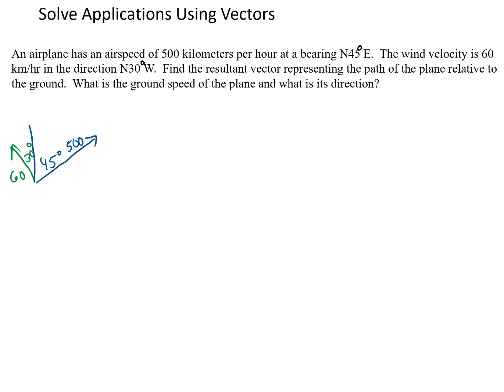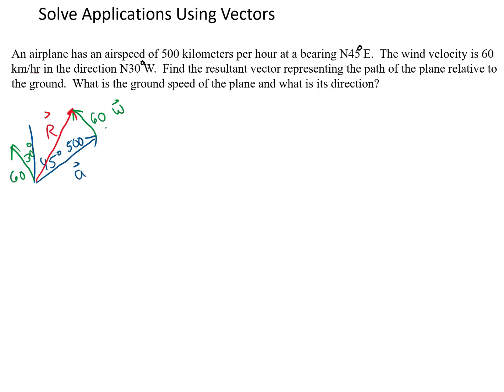So let's go ahead and take that and put that vector up here on the tip of the other one. And so this was 60 here. And let's draw the resultant vector. The resultant vector then would be here. So this is our resultant. And this was our airplane. And this other one here was our wind.